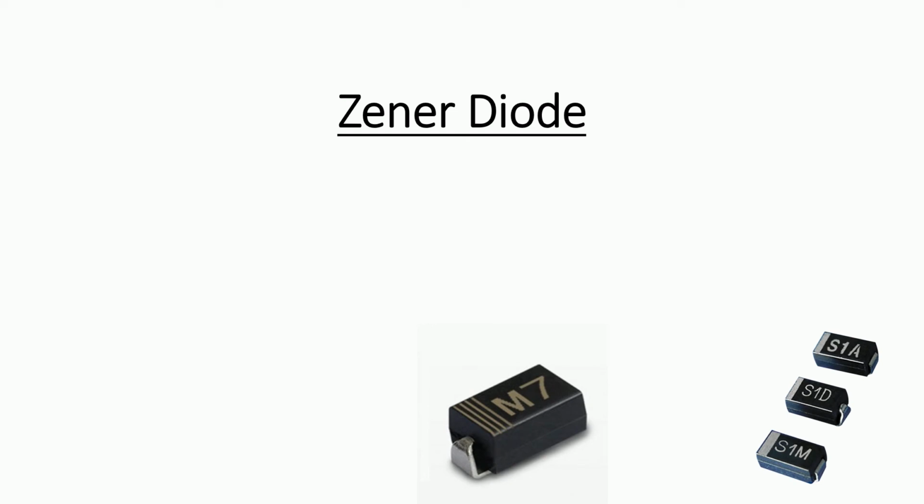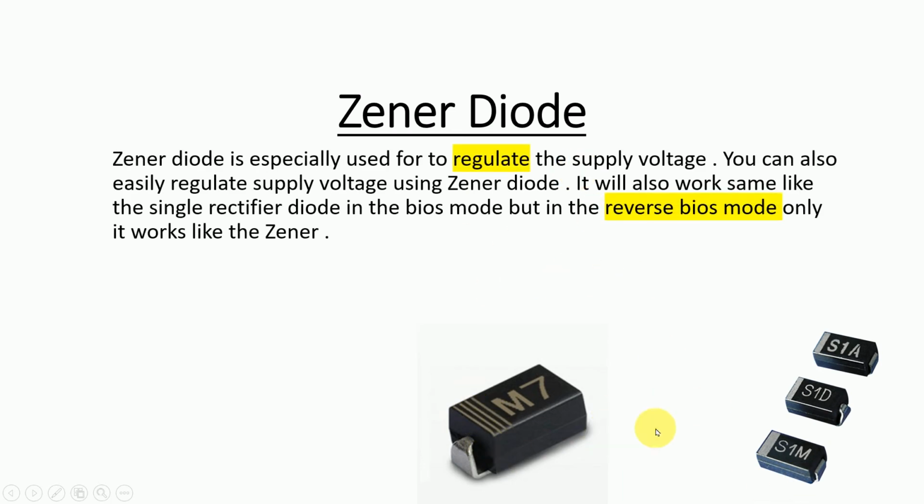Okay, so now we are discussing the Zener diode. Now we can see this is the image of the Zener diode. It contains a marking, so you can easily recognize this one. A Zener diode is especially used to regulate the supply voltage. You can easily regulate supply voltage using a Zener diode. It will also work the same as the single rectifier diode in the forward bias mode, but only in the reverse bias mode it works like a Zener.